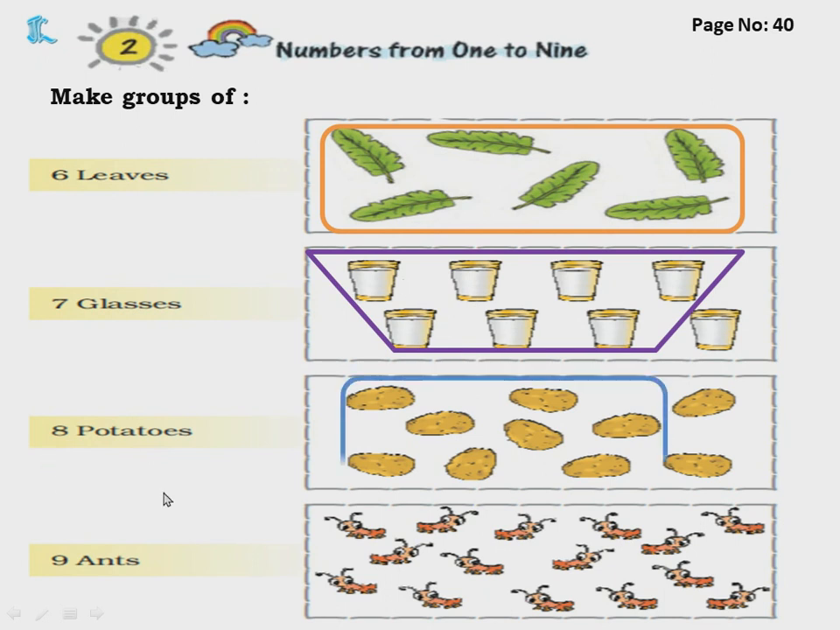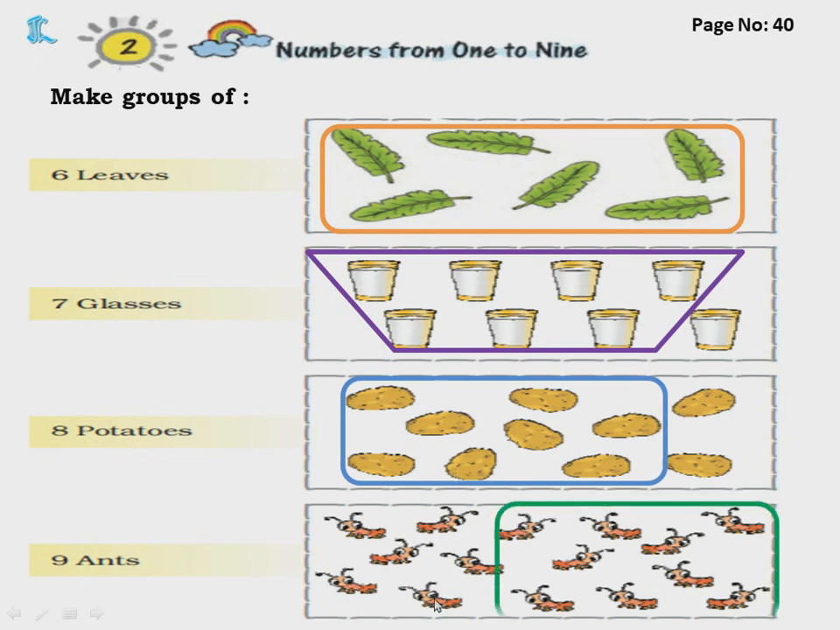Next, 8 potatoes. See, 1, 2, 3, 4, 5, 6, 7, 8. Like I said in previous video, any 8 you can do, children. From here also you can count 1, 2, 3, 4, 5, 6, 7, 8. So you can match these 8 also. Okay, make a group of that also.